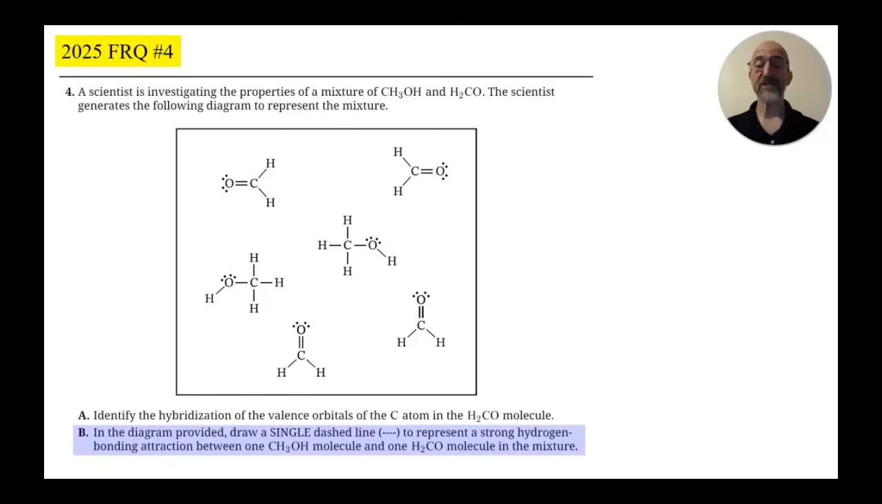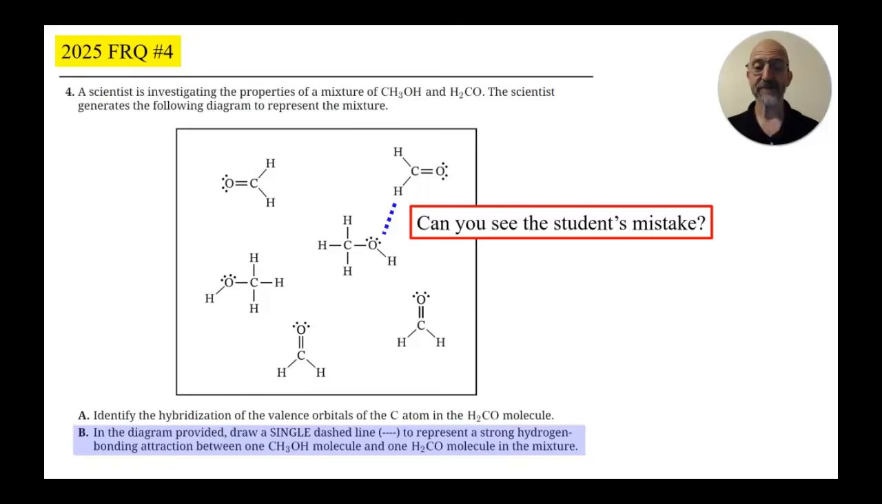So for this question, because we're focusing on the mixture of two different substances, it would be incorrect to draw a line between two of the same molecule. Just read the question carefully. Now, here's what the student drew in terms of their hydrogen bonding attraction between one CH3OH molecule and one H2CO molecule. So I'll give you time to think about that.